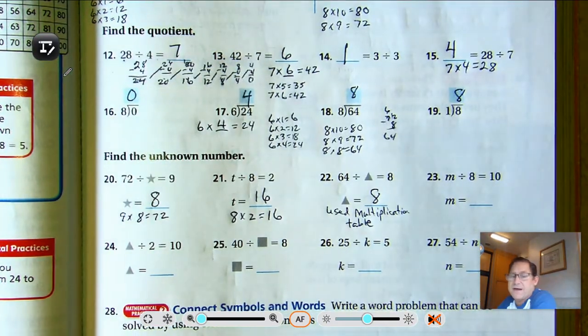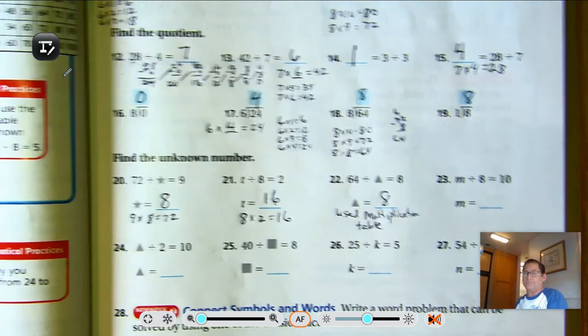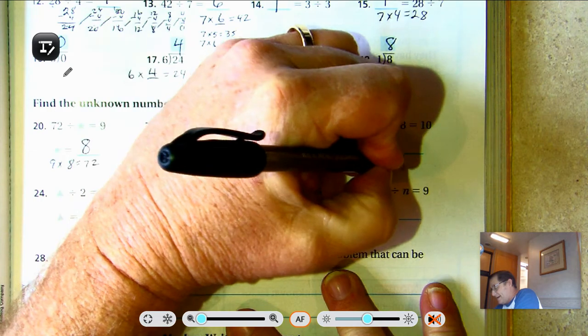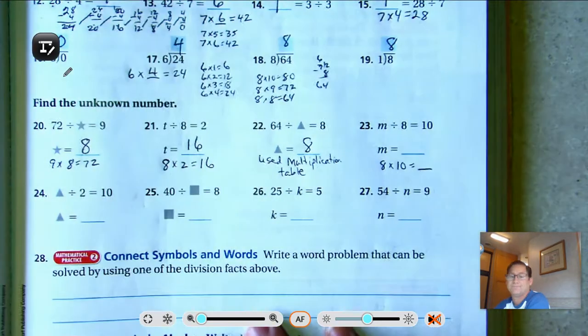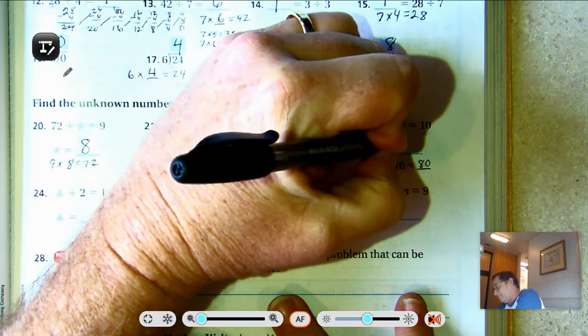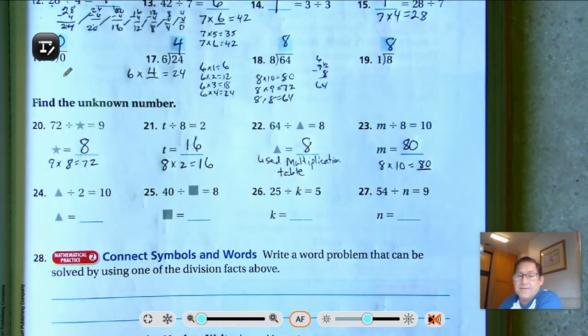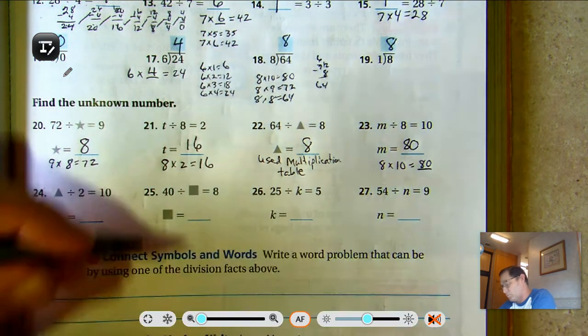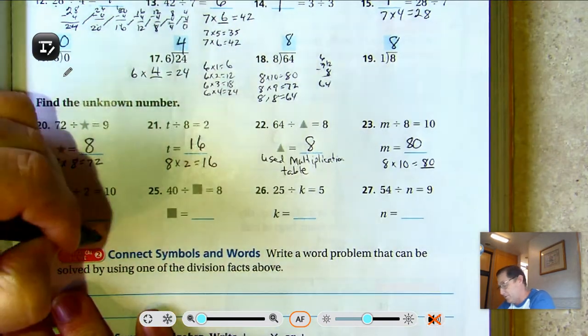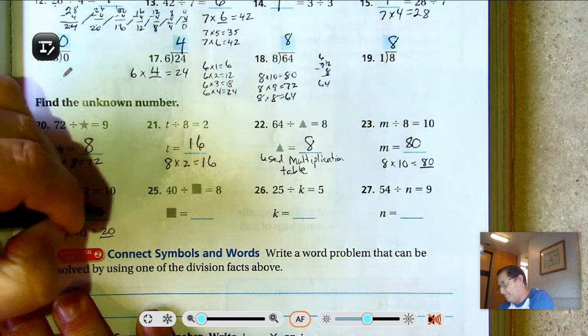Some number divided by 8 is 10. Well, that's the same as saying 8 times 10 is what? And well, 8 times 10 is 80. 80 divided by 8 is 10. Some number divided by 2 is 10. Okay, well, that's 2 times 10. 2 times 10 equals 20.